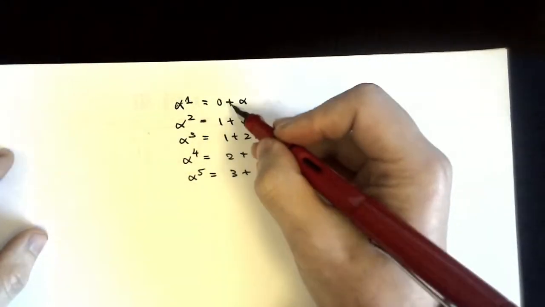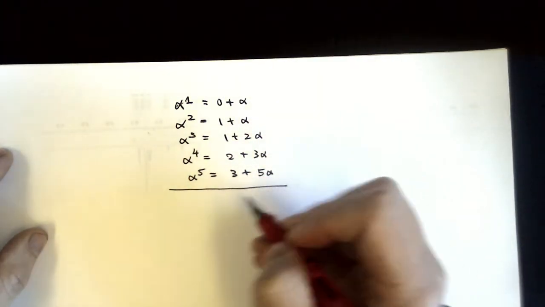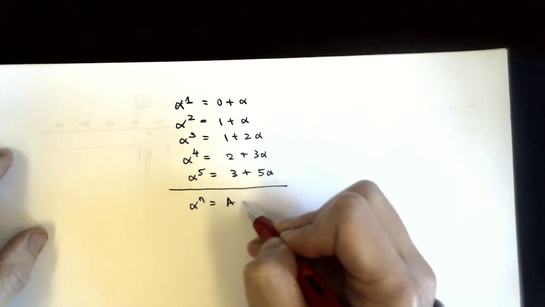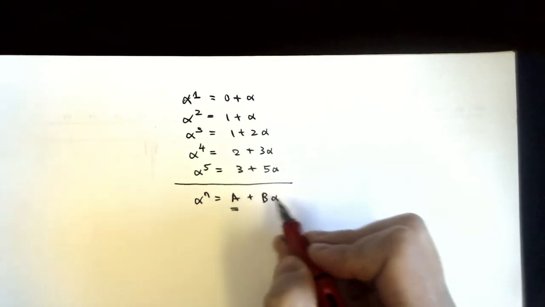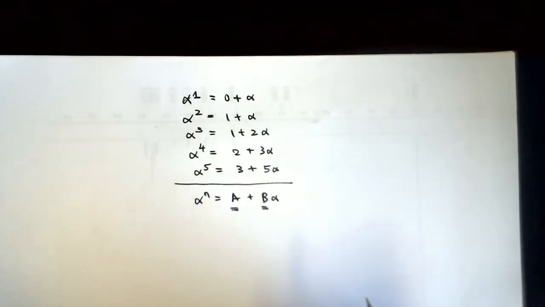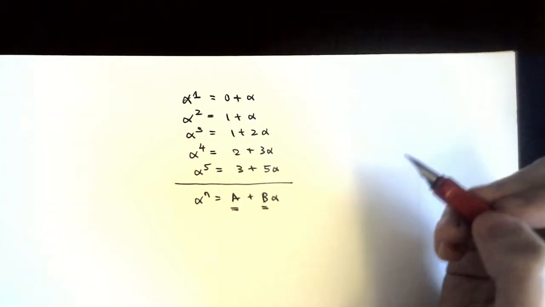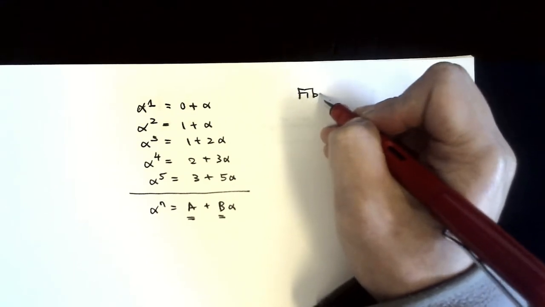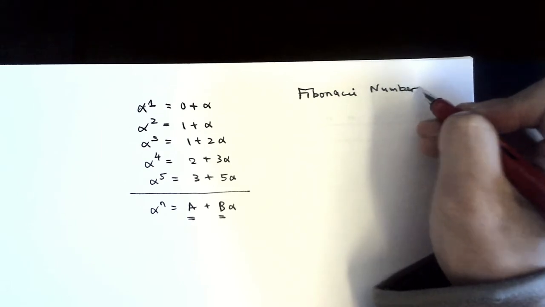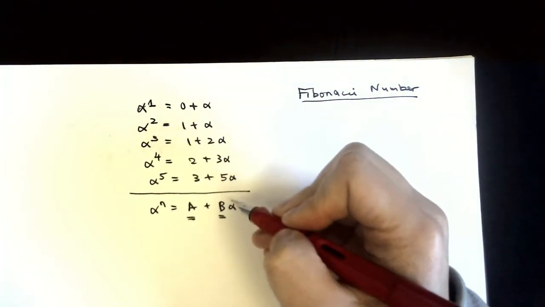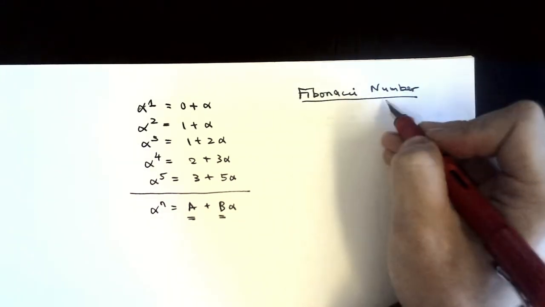It seems that all the coefficients here are integers, and so we hope to guess that alpha to the n will be some integer plus another integer times alpha. It looks so, right? And here we observe that the Fibonacci sequence, or Fibonacci numbers, appear in these equations.